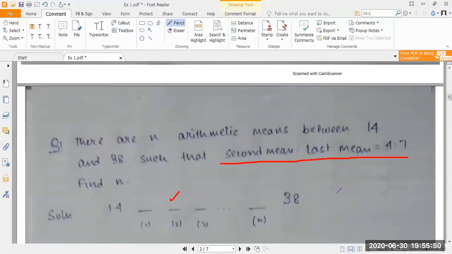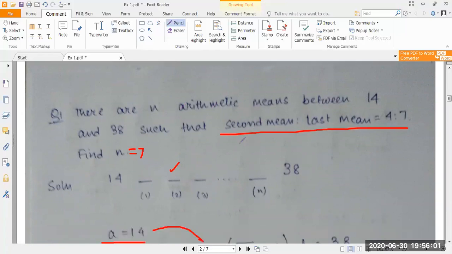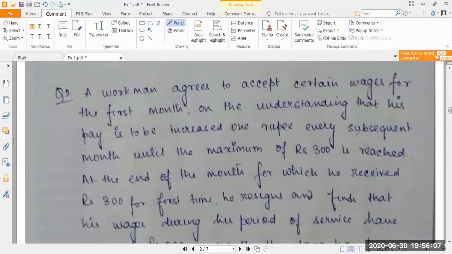So the answer basically is, there are n equal to 7 arithmetic means between 14 and 38, such that the ratio of the second mean to the last mean equal to 4:7 is maintained. The next sum is, let's read it first.